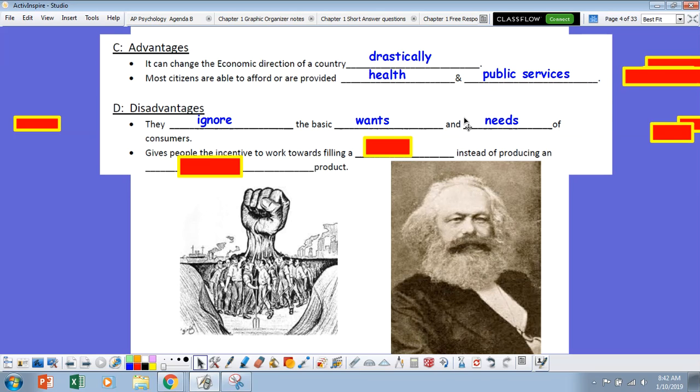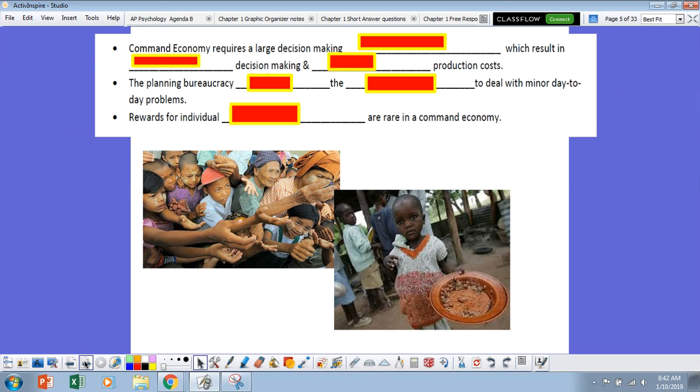This gives people the incentive to work towards fulfilling a quota instead of producing an excellent product. So this concept of we get paid the same, regardless of if the product works or not, leads to a lack of innovation. And it could really endanger an entire economic system.